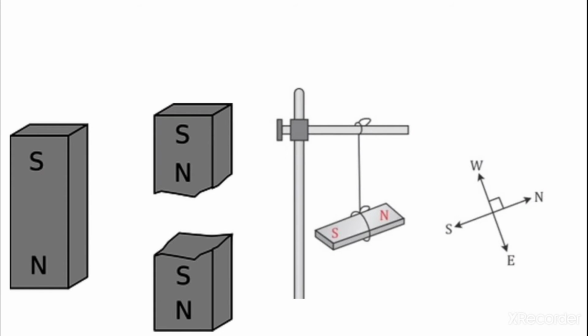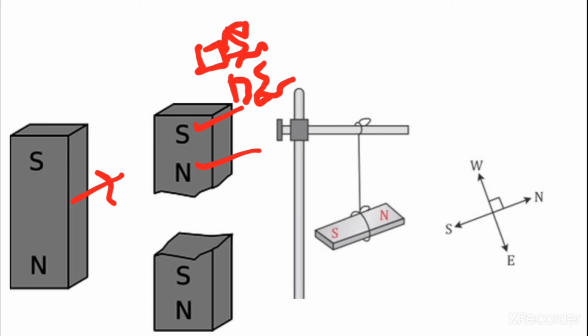The poles of a magnet are always found in pairs. That is, if we break a magnet into two pieces, each piece has two poles, one south and the other north. If we subdivide it into two more magnets, these two magnets also have two poles each, one south and the other north.